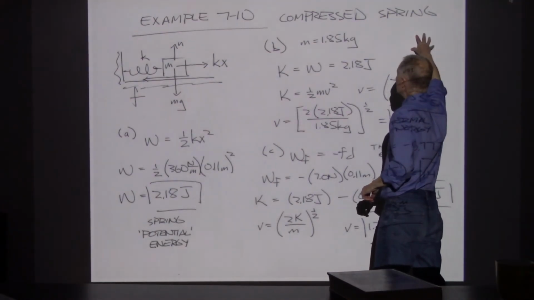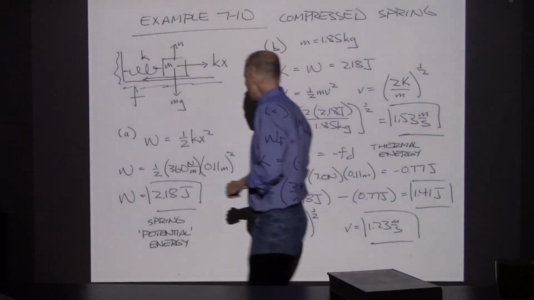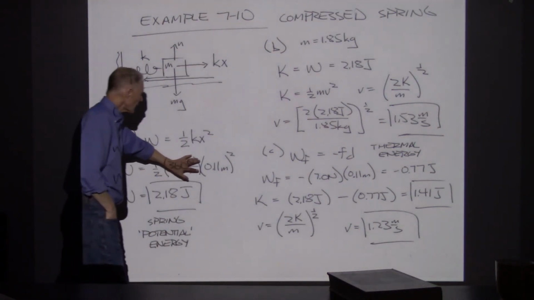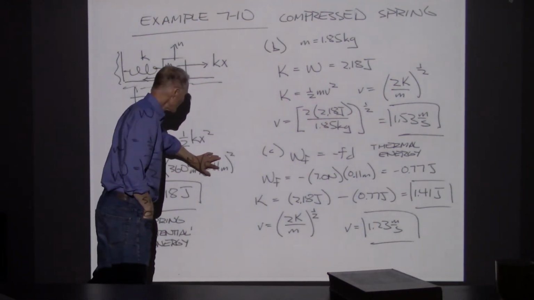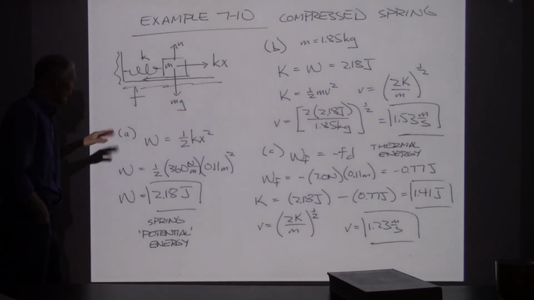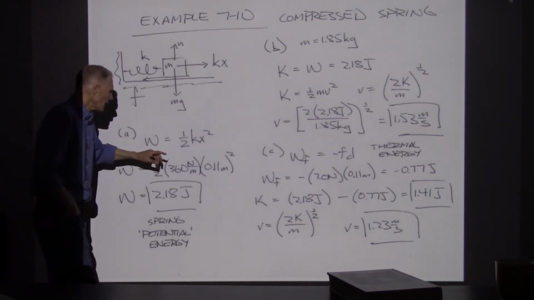K is equal to 360 newtons per meter. So I've got the 1/2, I've got the k, I've got the x squared. Now the amount that it was compressed is 0.11 meters. And putting all those numbers together, let's see what happens here.